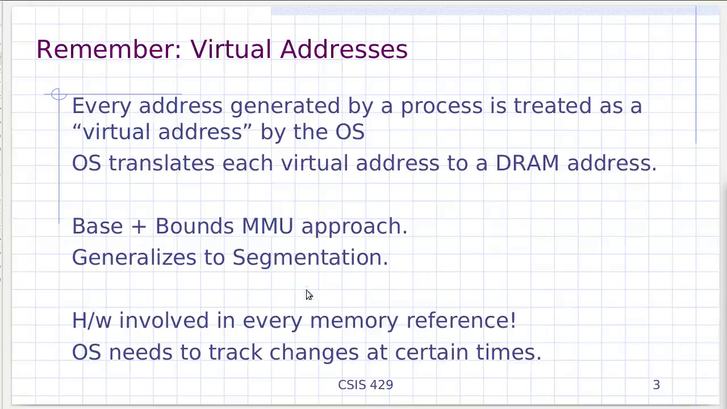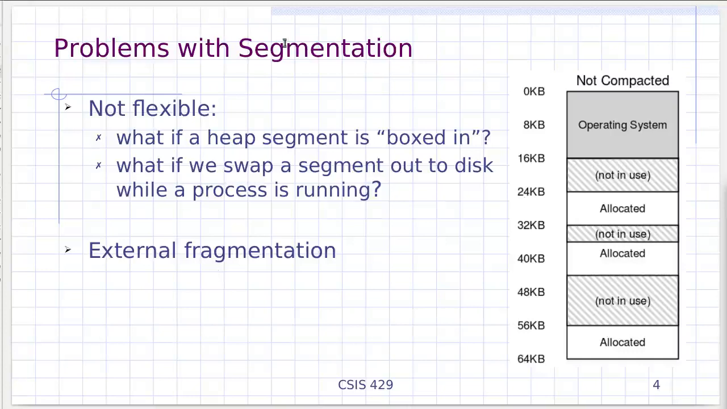The operating system has to track these changes at certain times, but it was pretty much doable. However, there were problems with segmentation. It was not so flexible in that if you had an allocated chunk and this was used for the heap and you needed more memory from the heap, you might get boxed in. You might not have space to allocate more memory because there's something else and you can't move that until something else is moved and so on. It'd be a pretty complicated problem.